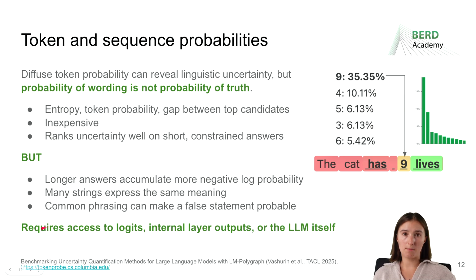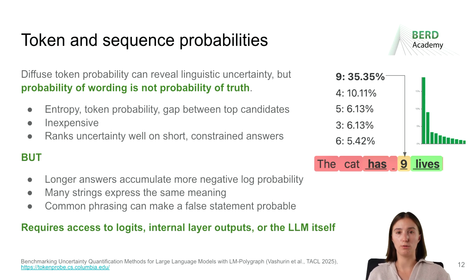And as I mentioned before, for methods like that, you really require access to those token probabilities, the internal layer outputs, or the LLM itself, which you do not always have. Or actually you don't have it at all when you use models like ChatGPT or Claude, for example.